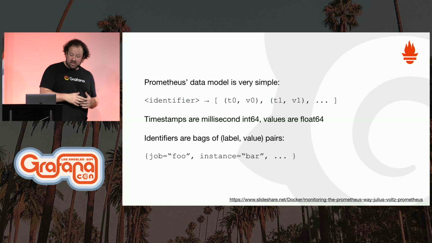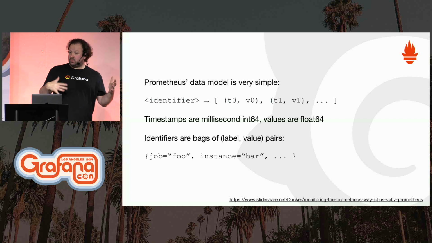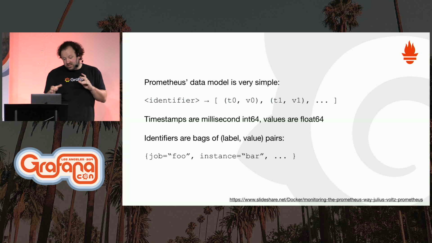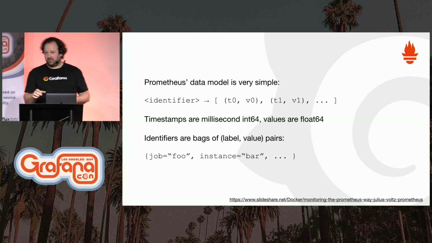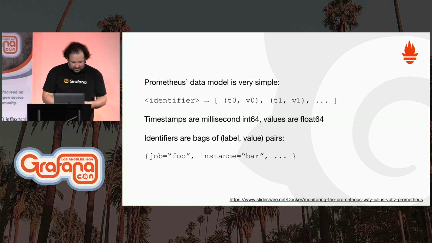Prometheus, for those who aren't familiar, has a relatively simple data model. This is where you have an identifier for a time series. A time series is just a list of tuples indexed by time. Timestamps are int64s, values are float64s. It's really, really simple, really uniform. And then the identifier is a little bit more sophisticated. Again, they're a bag of values. For those who have been paying attention, this should be familiar.